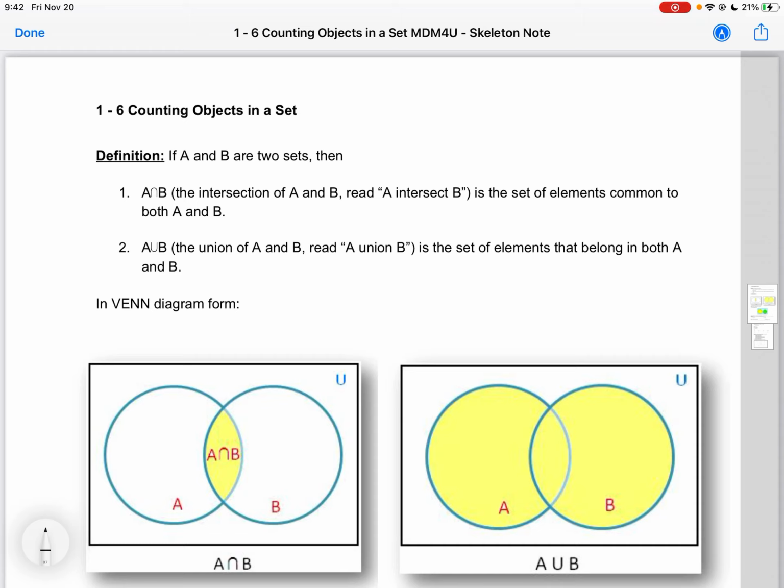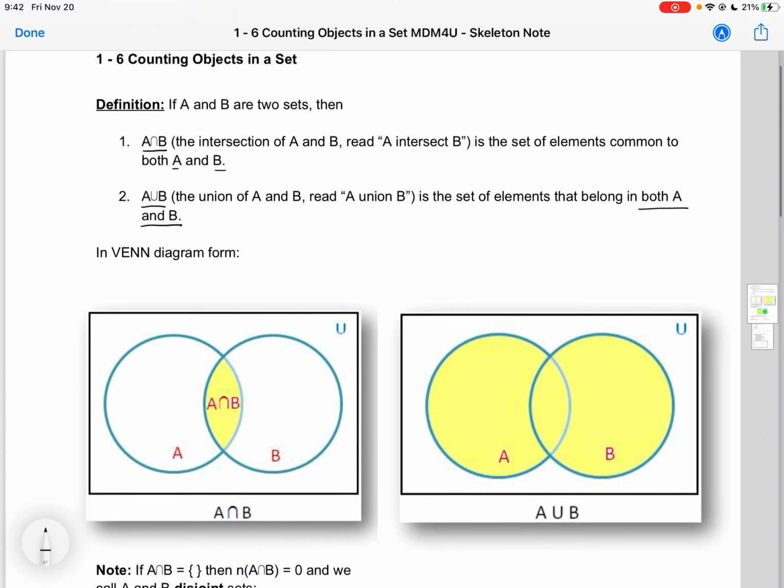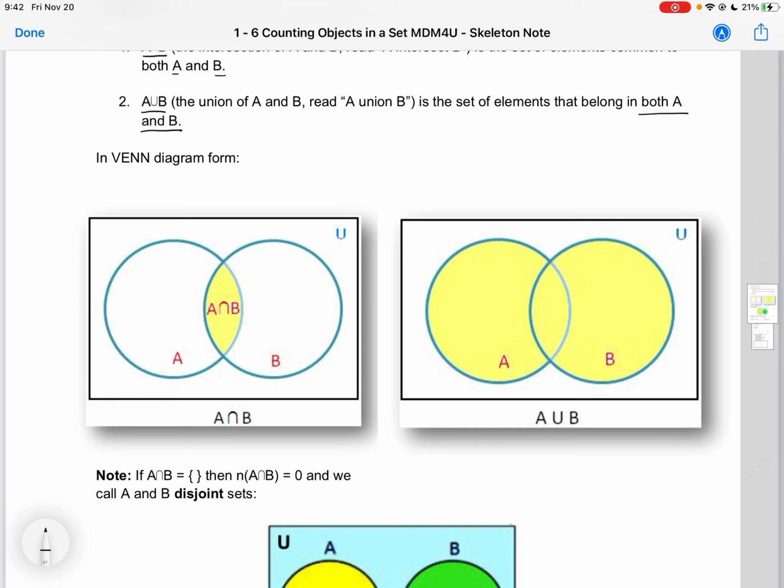If A and B are two sets, then A and B, or the intersection of A and B, is the set of elements that's common to both sets. A or B, the union of A and B, is the set of elements that belong in either A or B. So in Venn diagram form, it's shown this way. The sliver where the circles overlap is the intersection, or A and B. The entire circles are the union of A and B, A or B.